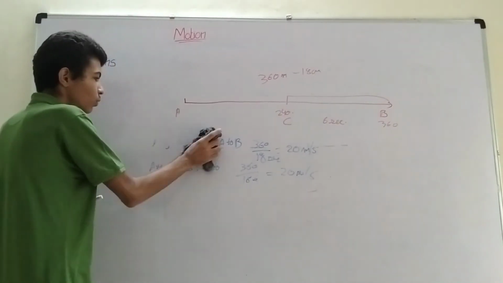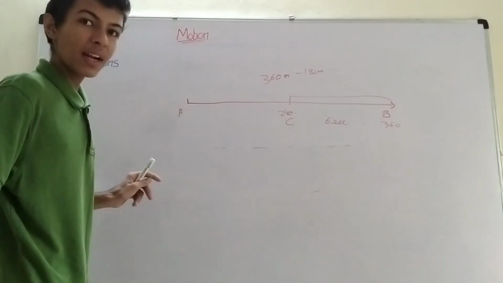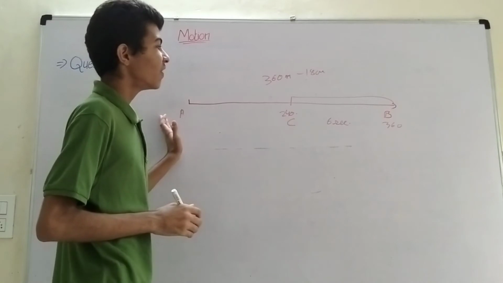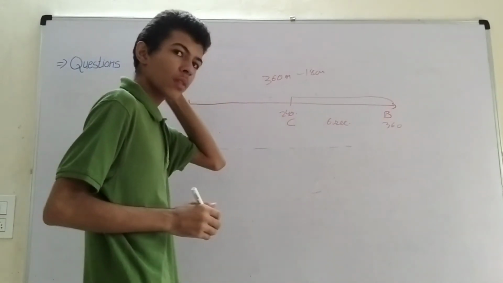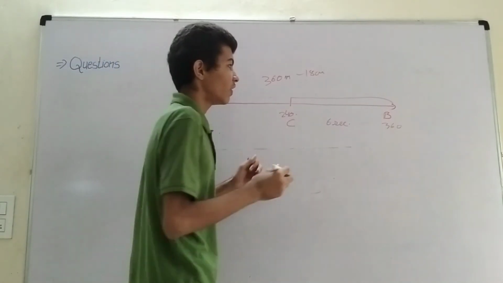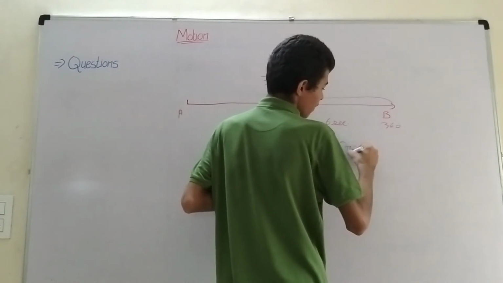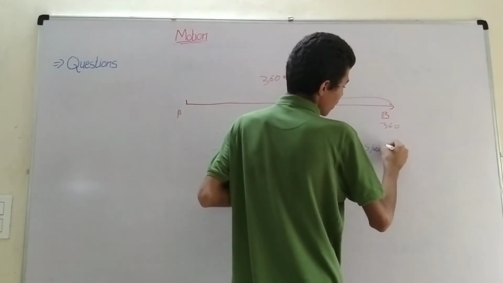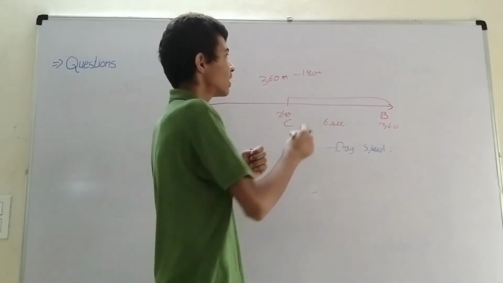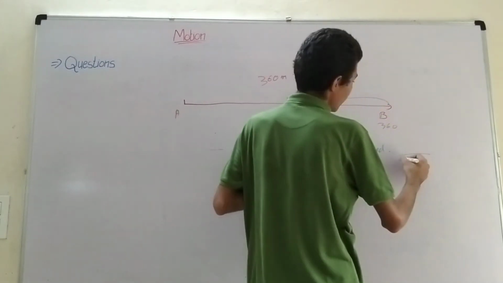Now let's move to what would be the average velocity and the average speed when the body travels from B to C with reference to A. So now we know the average speed is the total distance divided by the total time. So the total time would be 18 seconds plus 6 seconds, that would be 24 seconds.